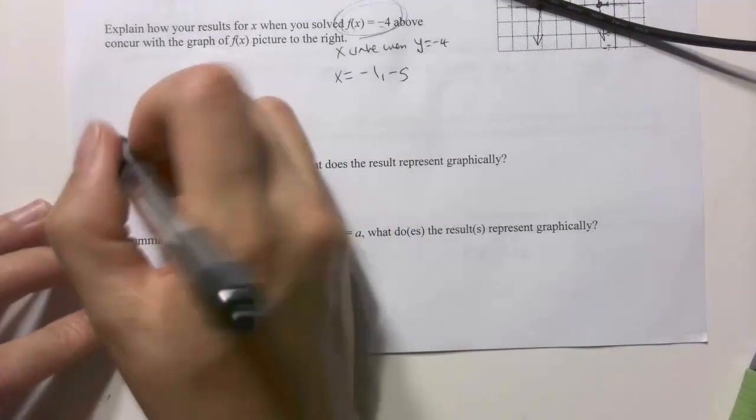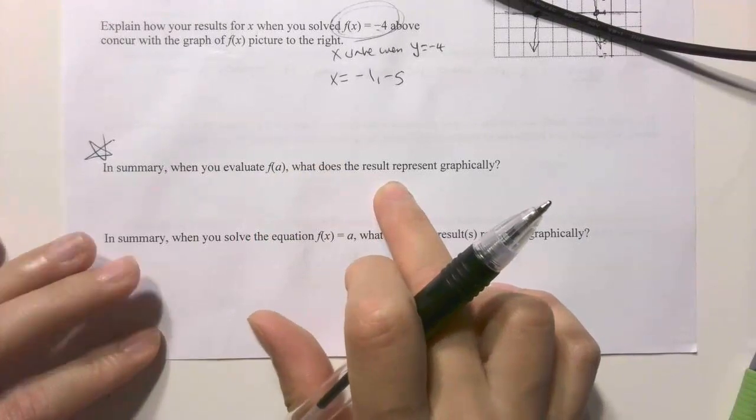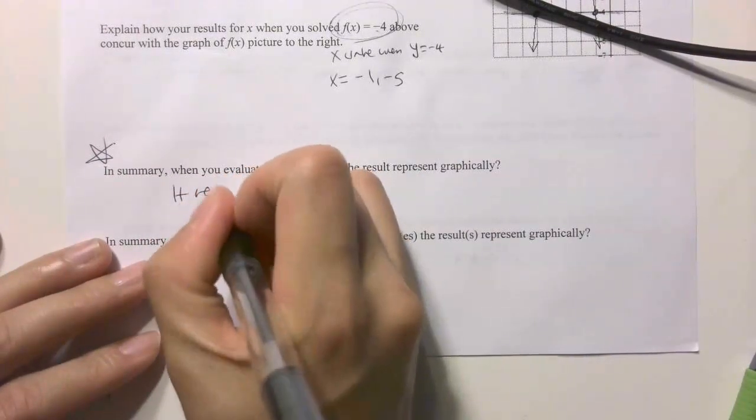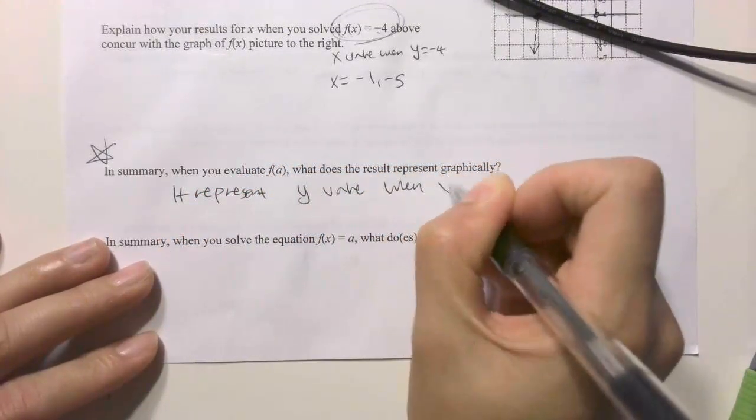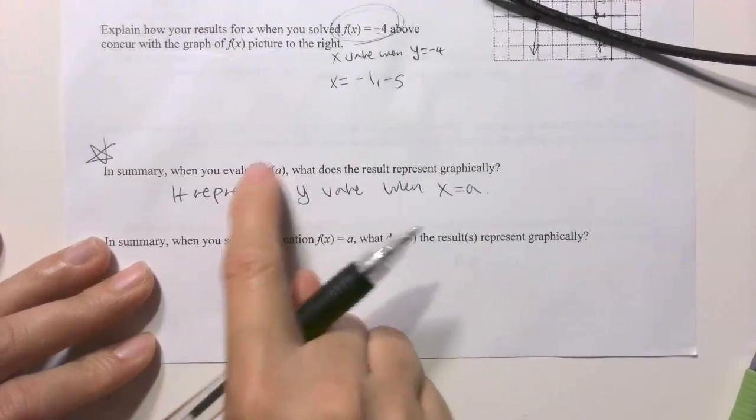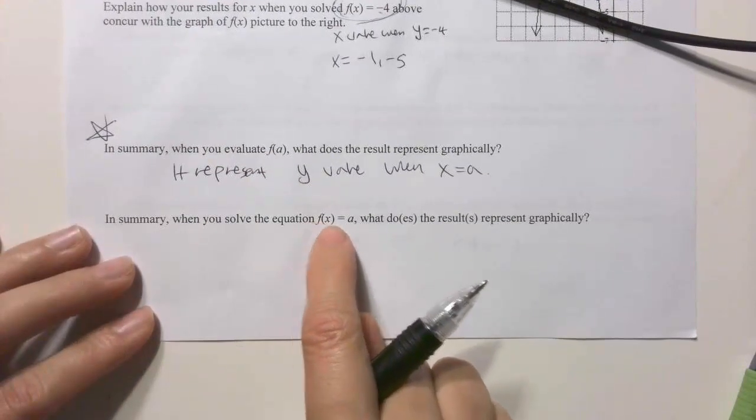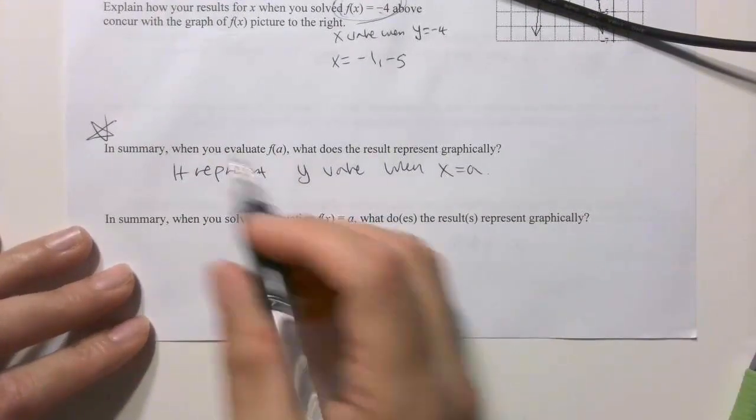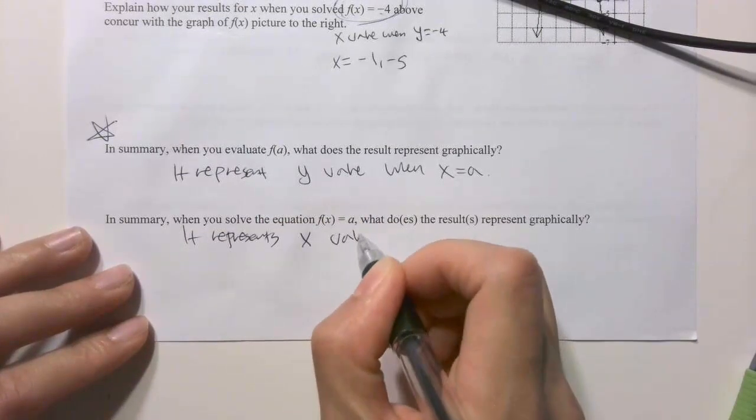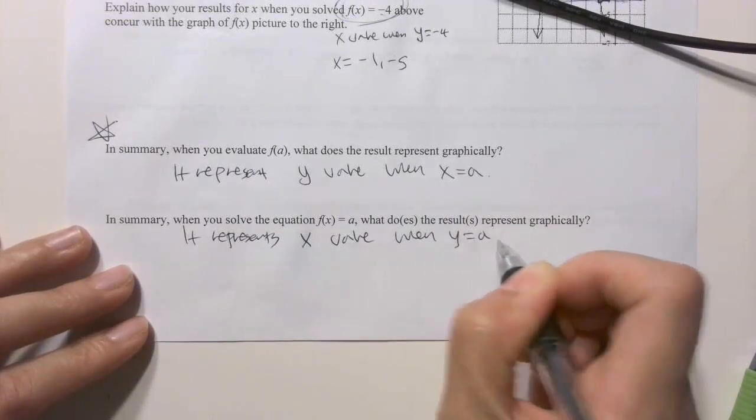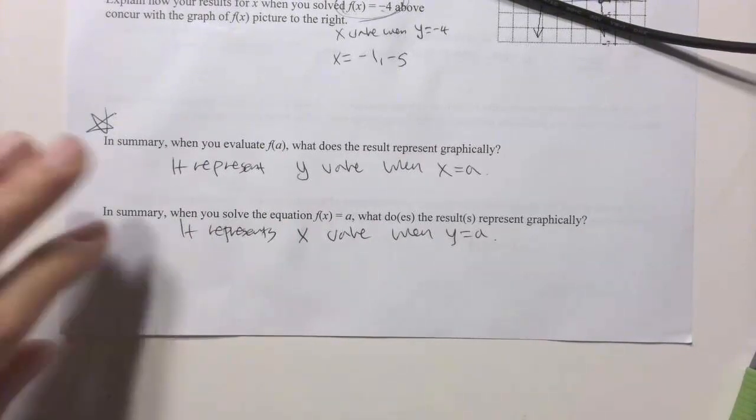So this is the key for today's lesson. In summary, when you evaluate f of a, what does the result represent graphically? It represents the y value when x is equal to a. Because the whole thing represents the y value when x is equal to a. Alright, what about this? When you have f of x is equal to a, what does that represent? It represents the x value when y is equal to a. Cool? So sometimes we ask you to find the y value, sometimes we ask you to find the x value.